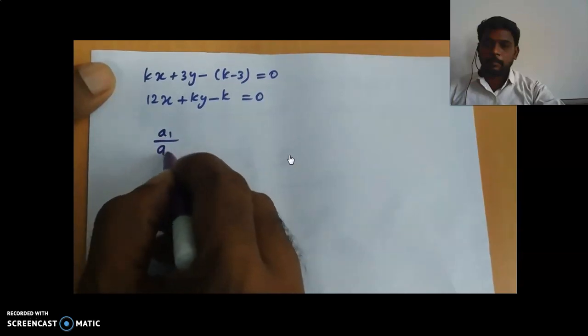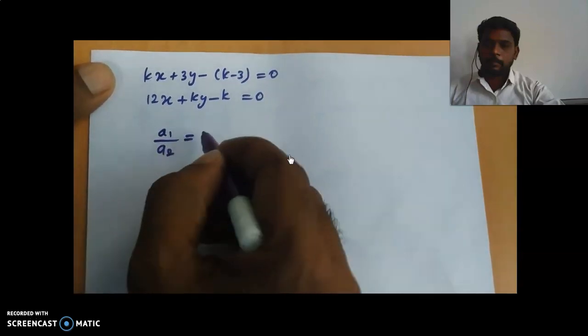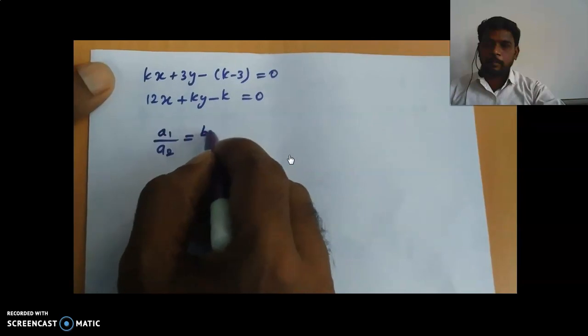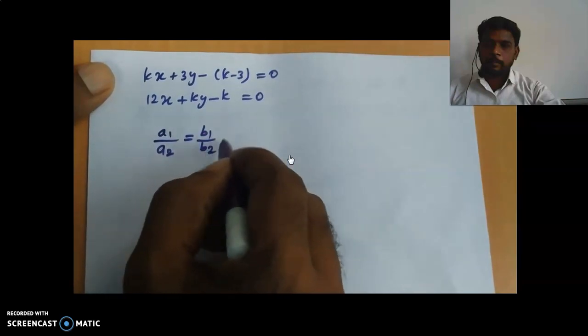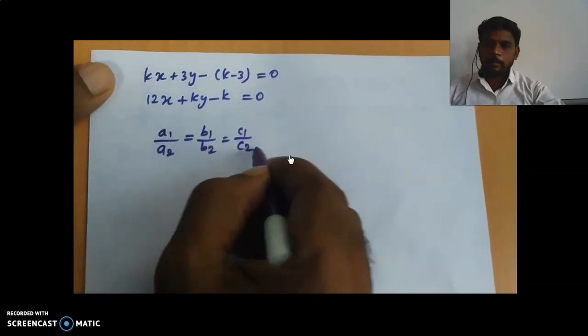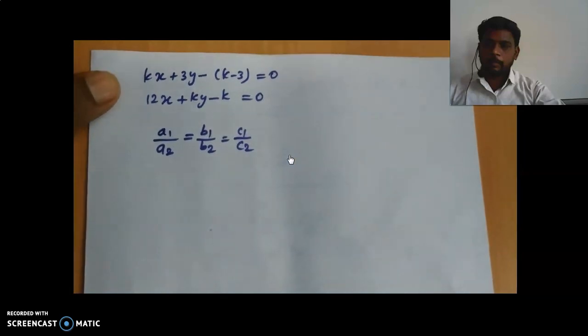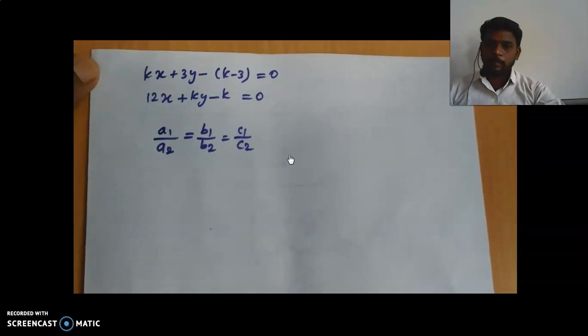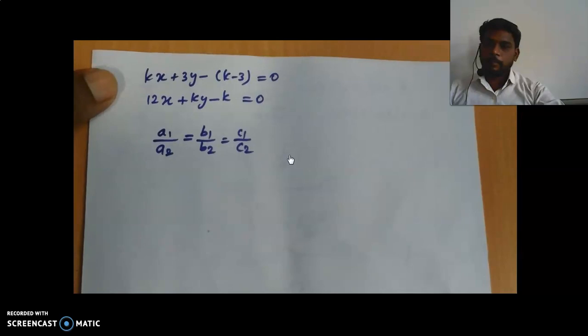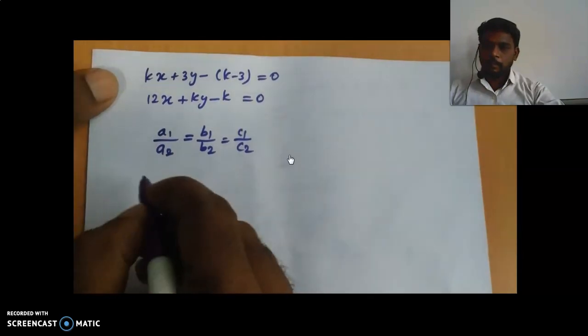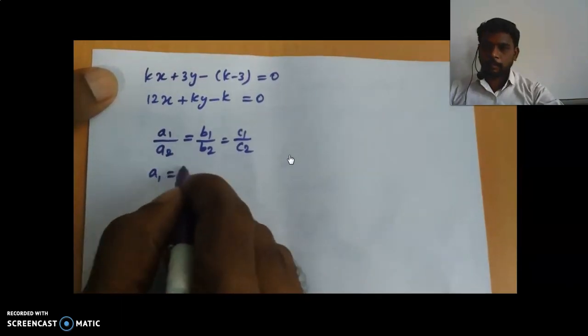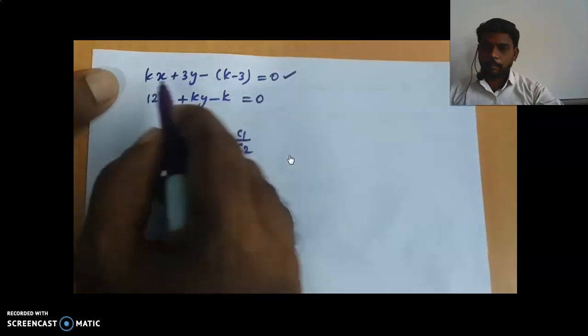A1 by A2 equal to B1 by B2 equal to C1 by C2. So that is the condition for a set of linear equations having infinitely many solutions, right? So here, what are A1, B1, C1, everything? So write it first. A1 is K, the first equation, that is A1, B1, C1.